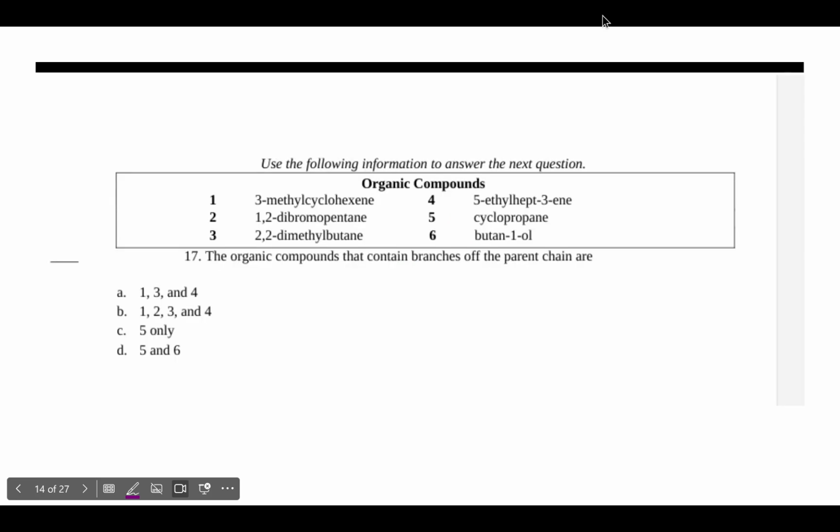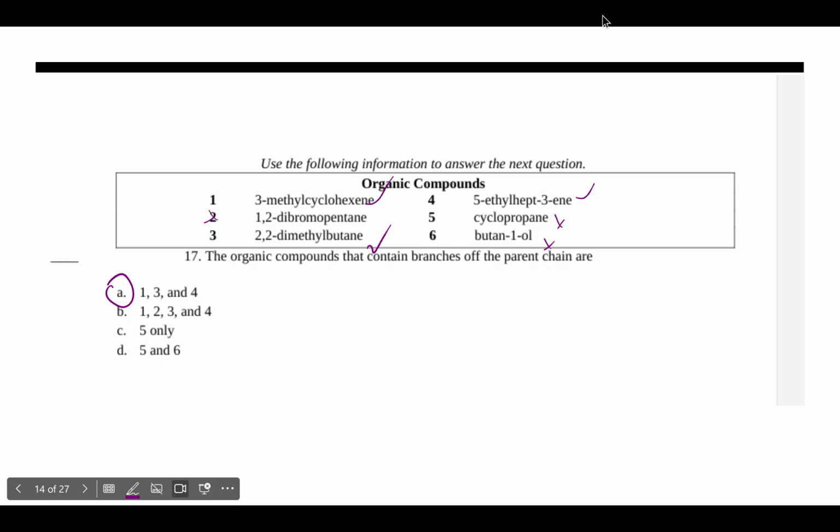Number 17, the organic compound that contains branches off the parent chain. Definitely this one would be a branch. Number 2 would not be because bromine is right on there. It's not attached to anything else. Methyl would be because that is a branch. Ethyl would be. Cyclo would not. And butanol has nothing attached. So your answer here looks like it's just 1, 3, and 4.